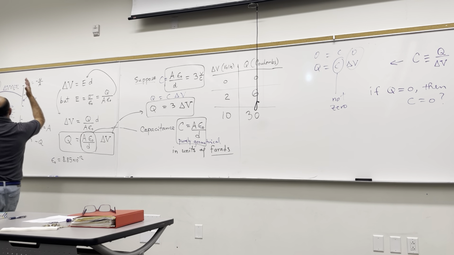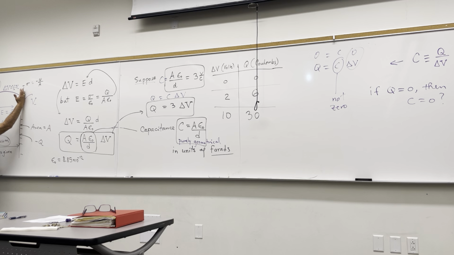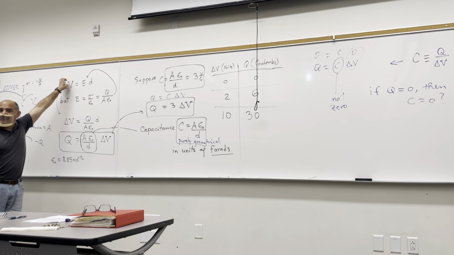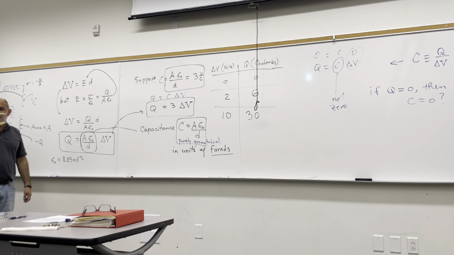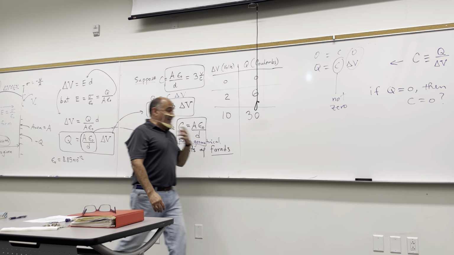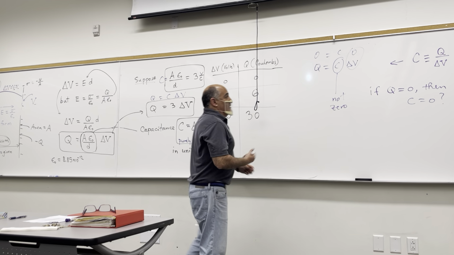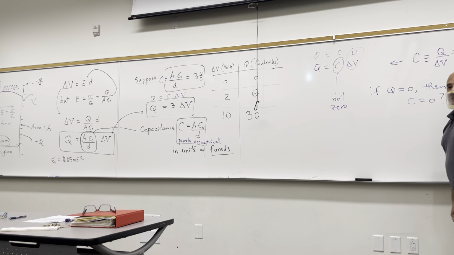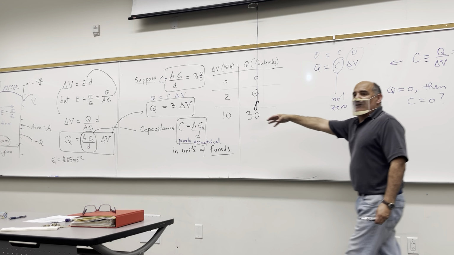Because if there is no charge between those plates, plus or minus, there's not going to be an electric field. And if there is no electric field, there's not going to be a potential difference between the plates. So actually what happens is that if Q is 0, what that really means is that delta V is 0. And C could actually be anything, which will just depend on the geometry of the thing, right?